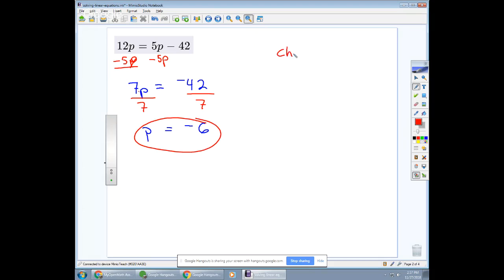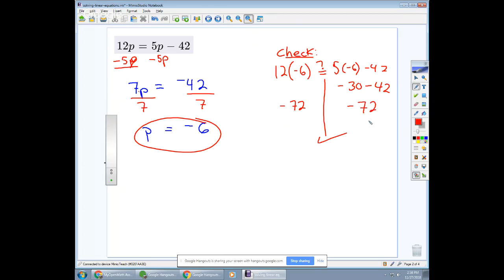To check this, I need to plug back into the original, not one of my modifications. So I'm going to have 12 times negative 6, and I'm hoping that's equal to 5 times negative 6 minus 42. So let me just do arithmetic on each side. 12 times 6 is 72, but it's negative. On the other side, 5 times negative 6 is negative 30. Negative 30 minus 42, yep, that is also negative 72. So it turns out p equals negative 6 does make the left side and the right side equal the same thing, so that must be the solution. Done.